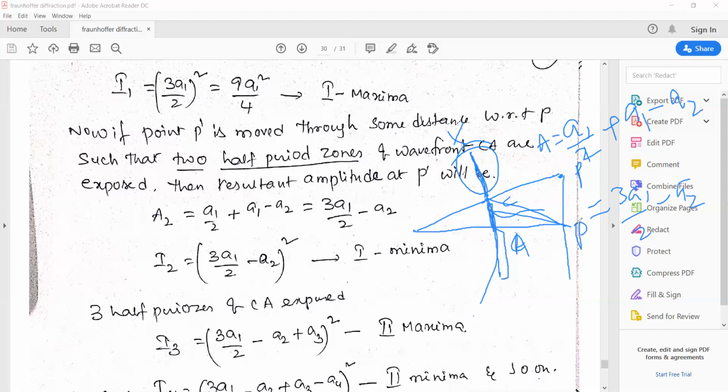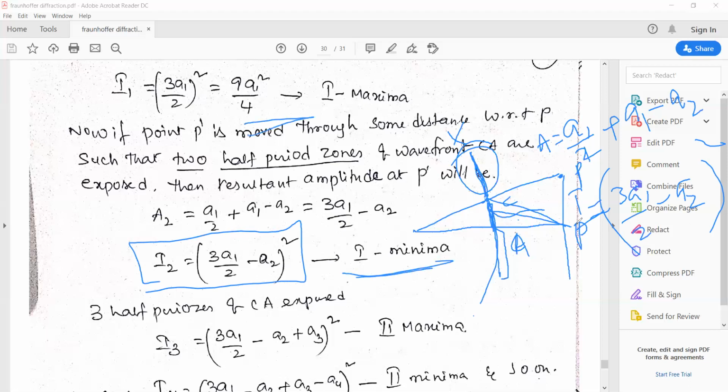So intensity will be the square of this amplitude. Okay, so that is what I am writing here. Intensity as compared to the first value will be less, because you are subtracting A2 from 3A1 by 2, so it will be less as compared to I1, so we call it minima. So first minimum. At this point P dash, you are getting the first maxima intensity value, this one, and the first minima intensity value, this one.